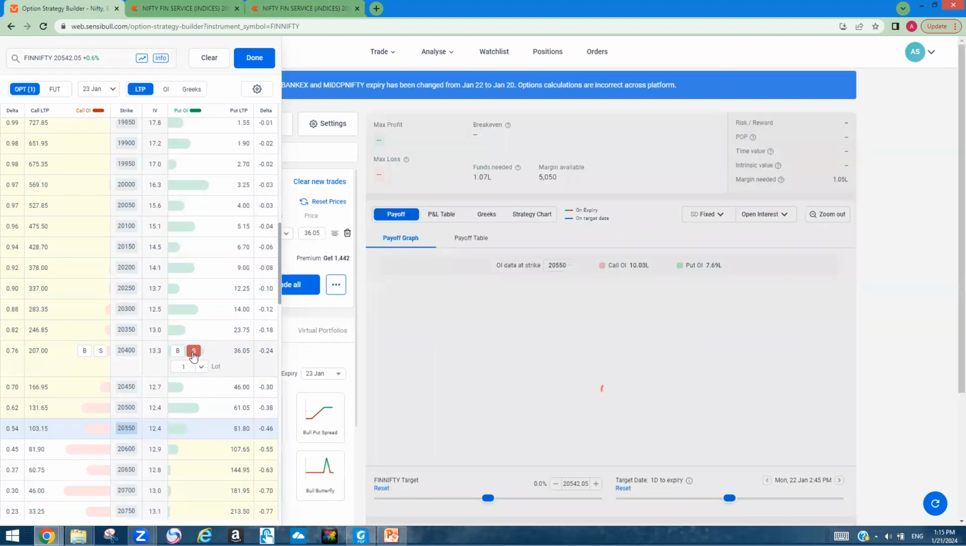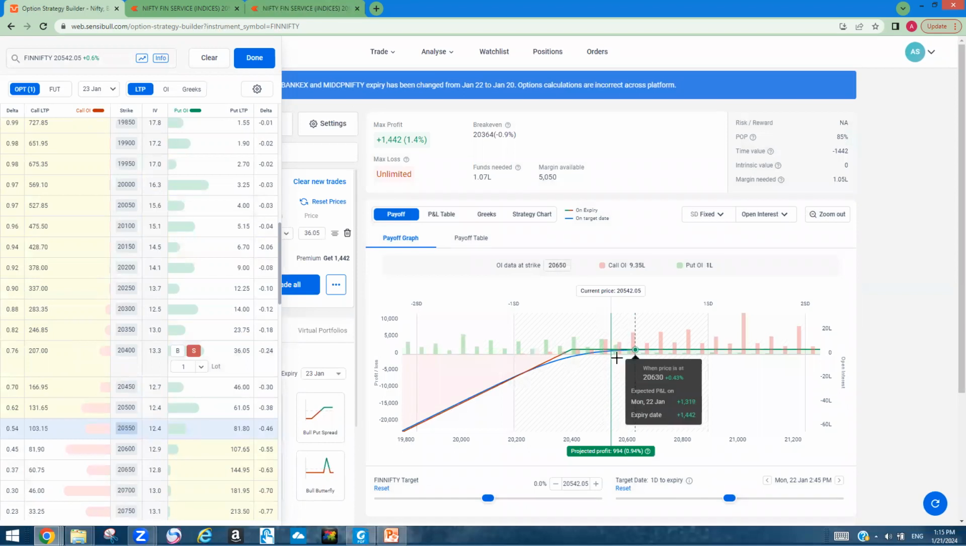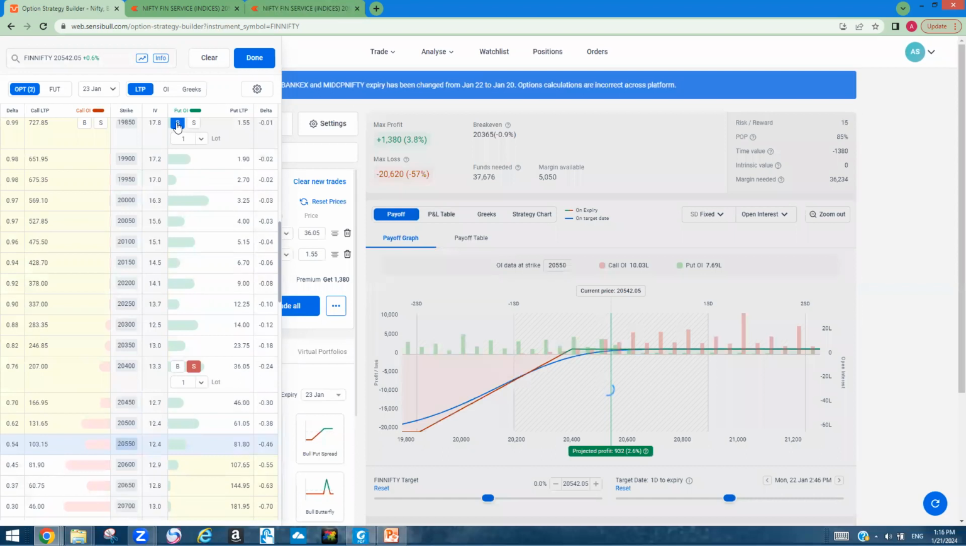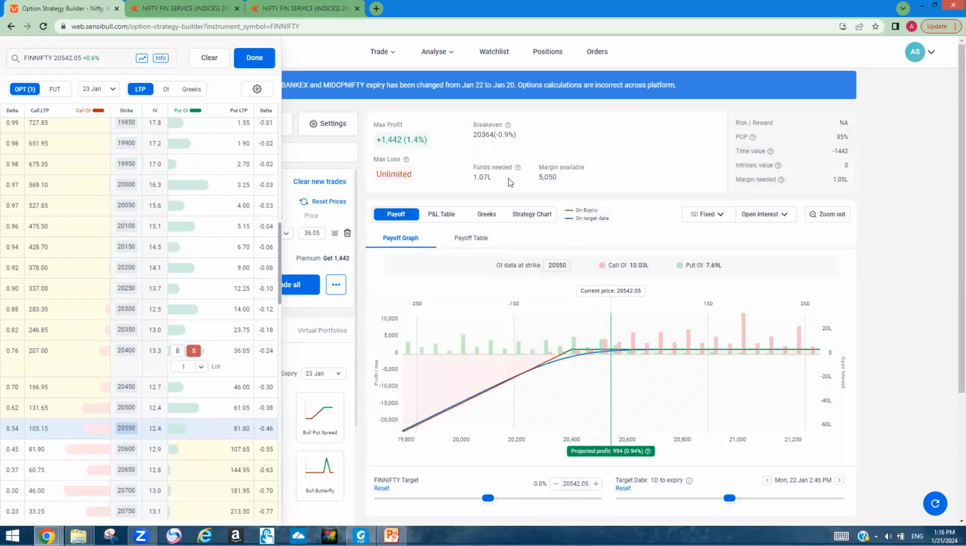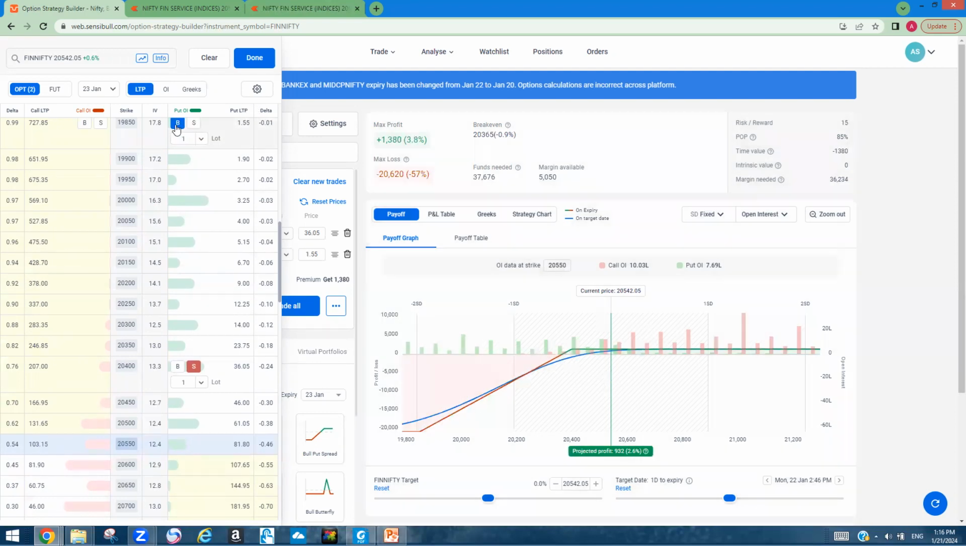So if I sell, this is the margin required, 1 lakh, and if I buy a hedge, it comes to 37,000. I think it's clear. Selling requires 1 lakh. If I buy the OTM 1.55 rupees, this is the last traded price of the put, and if I buy the hedge, it comes to a fund requirement of 40,000. So for example, still you can make 3.8%.